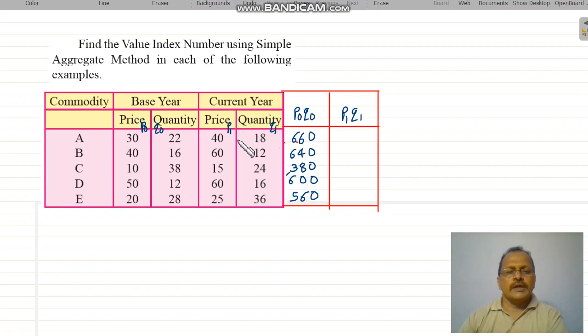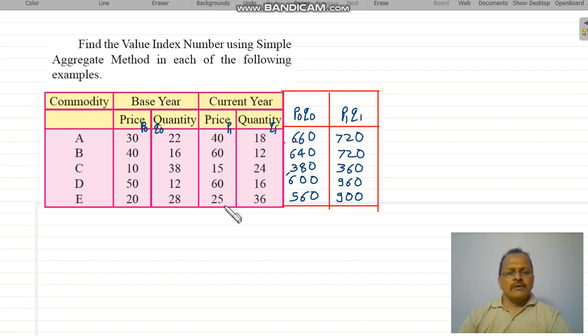Now for current year, 18 into 14, 12 into 60, 24 into 15, 16 into 6, and 25 into 36, it is 900.